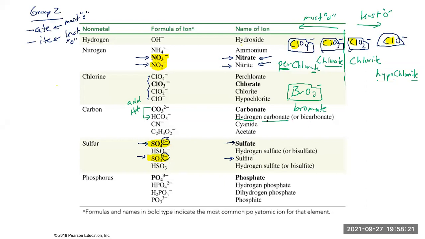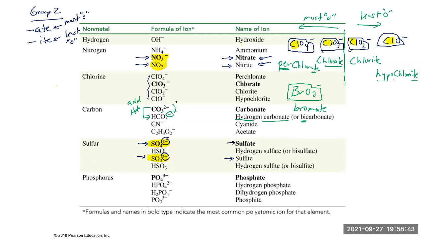And sometimes hydrogen carbonate, instead of saying hydrogen, they use the word bi, like bicarbonate, like antacids. The charge does change because we add a hydrogen and a +1. So -2 and +1 leaves us a -1 overall. So the charge does change as well when we do that.